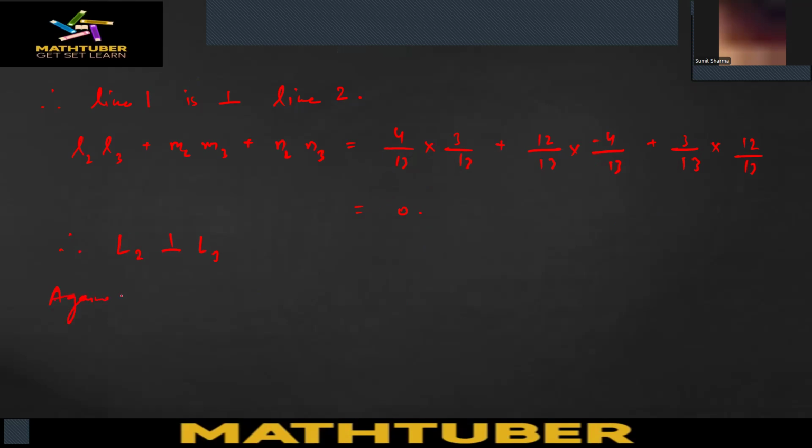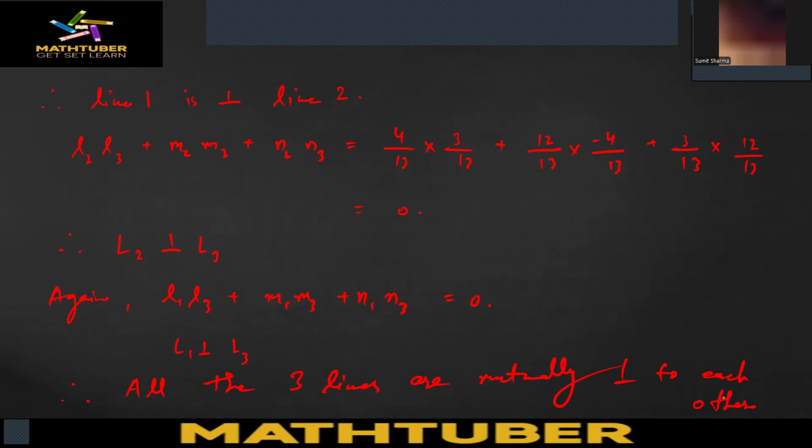Again, we have to do the same thing for L1 L3 plus M1 M3 plus N1 N3, and it will come out to be 0. You can put the values and do the calculations. You will see that the answer will be 0. So L1 is also perpendicular to L3, and therefore we can say that all the three lines are mutually perpendicular to each other, right? So this is how we have to do the question.